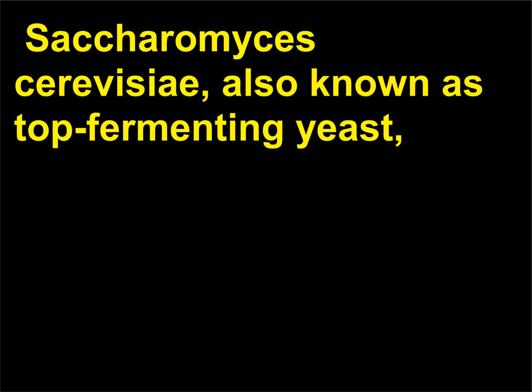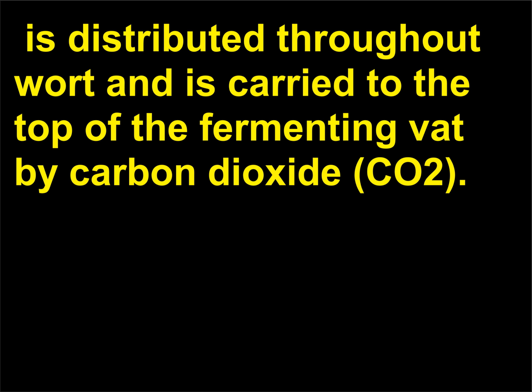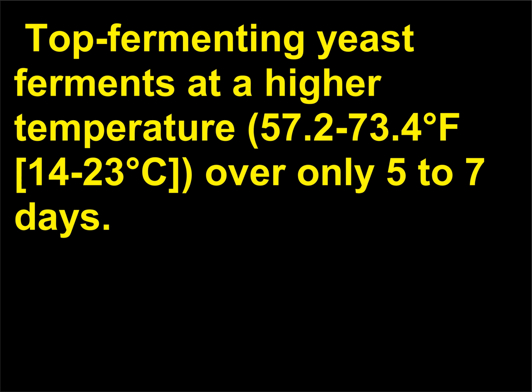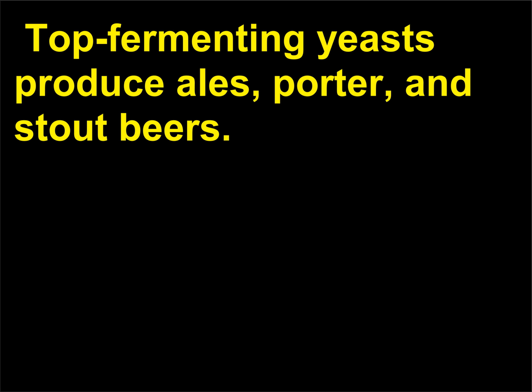Saccharomyces cerevisiae, also known as top fermenting yeast, is distributed throughout wort and is carried to the top of the fermenting vat by carbon dioxide, CO2. Top fermenting yeast ferments at a higher temperature, 57.2 to 73.4 degrees Fahrenheit, 14 to 23 degrees Celsius, over only 5 to 7 days. Top fermenting yeasts produce ales, porter, and stout beers.